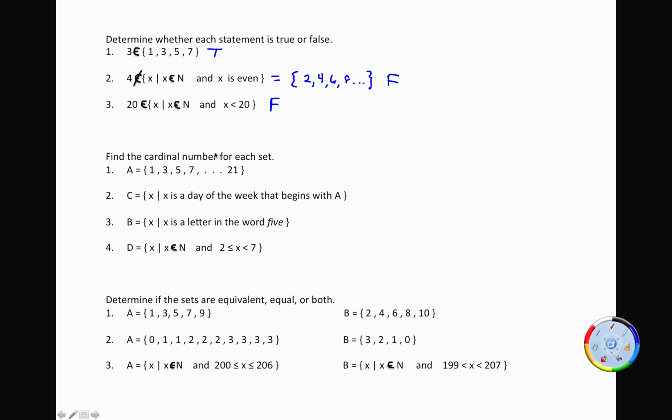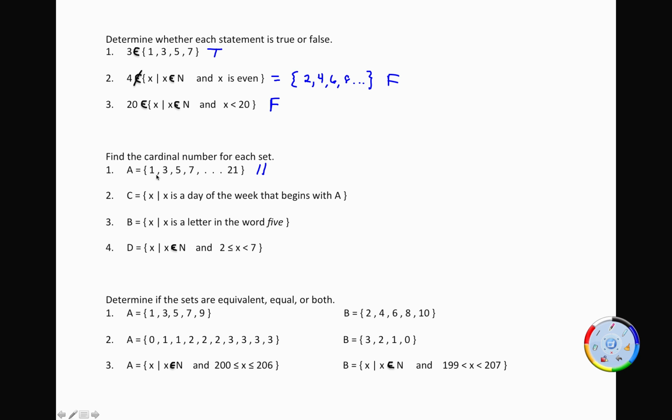Find the cardinal number for each set. Okay, 1, 3, 5, 7, dot, dot, dot, 21. I see it's the odd numbers. So I can count up on my fingers, 1, 3, 5, 7, 9, 11, 13, 15, 17, 19, 21, and see that that is 11.